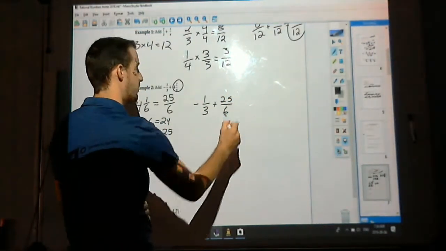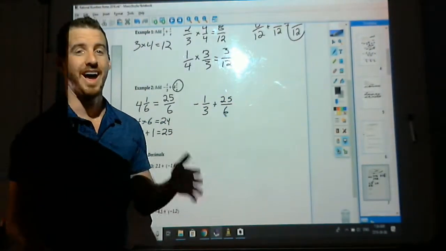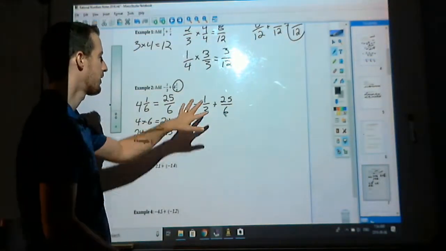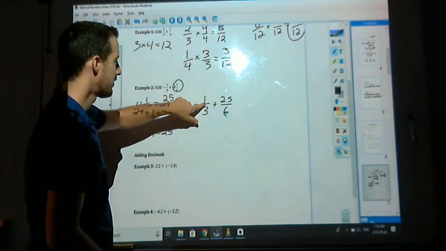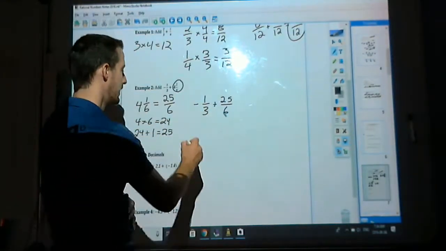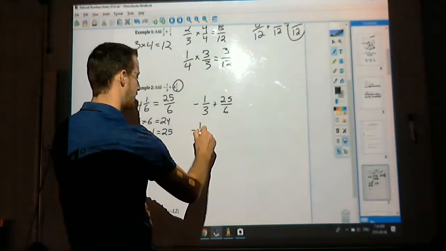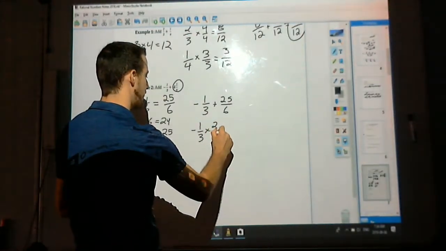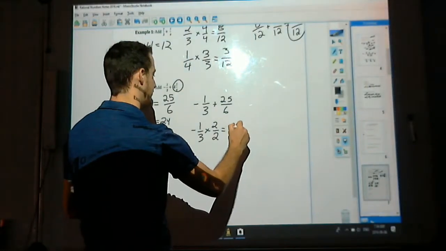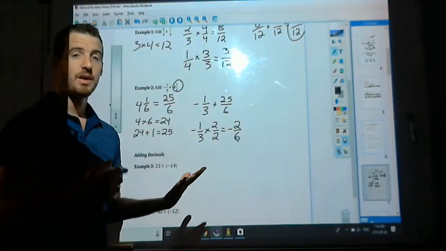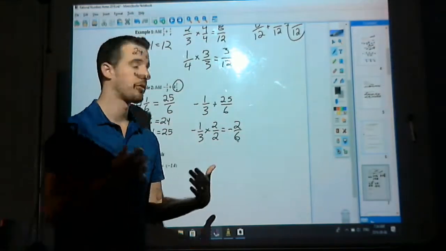25/6. But what do we have to do first? The denominator must be the same. So here we're going to make our denominator 6, so times 2. So negative 1 over 3 times 2 over 2. So we end up with negative 2 over 6.